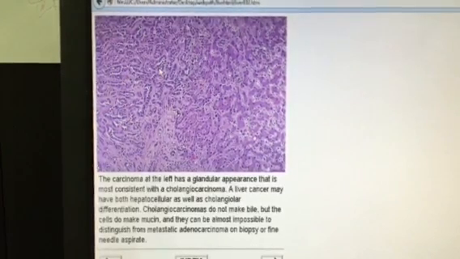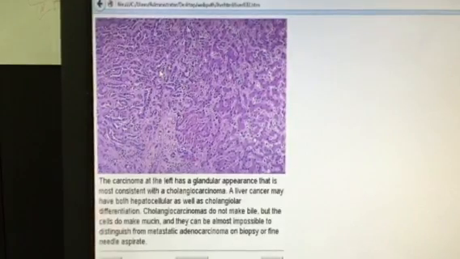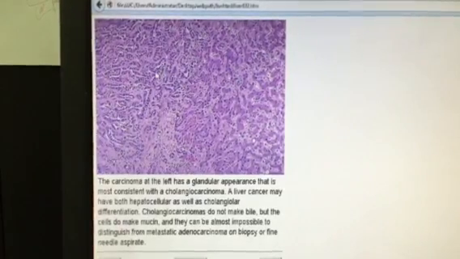This could be metastatic from other organ, not only primary to the liver. It could be what? Could be from the breast, lobular carcinoma.